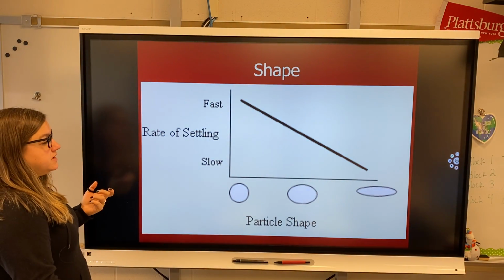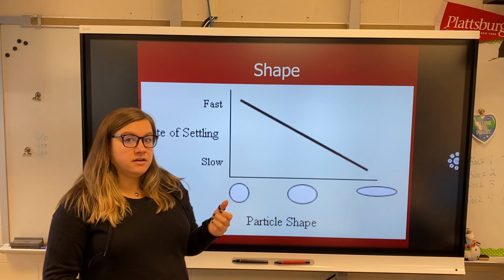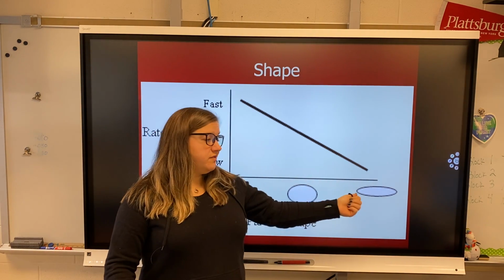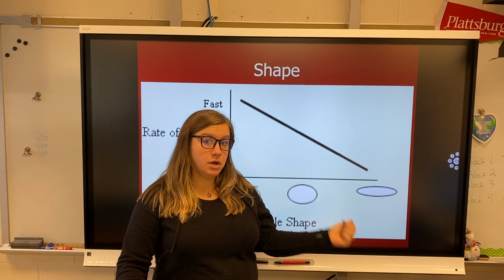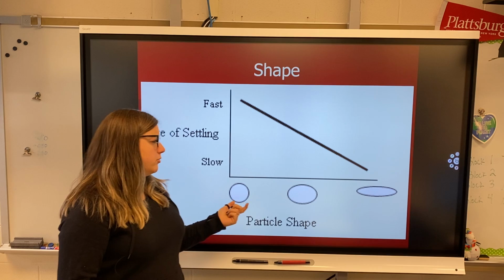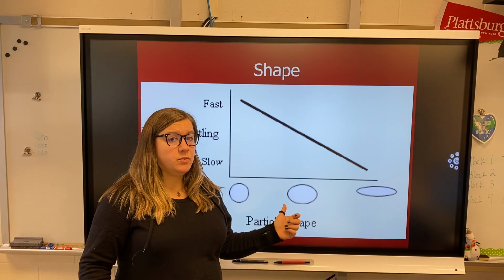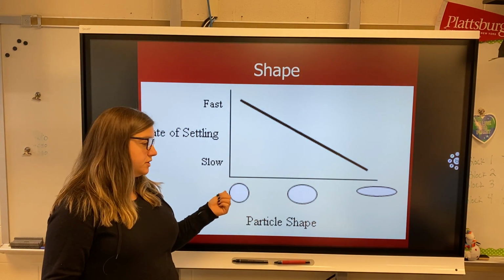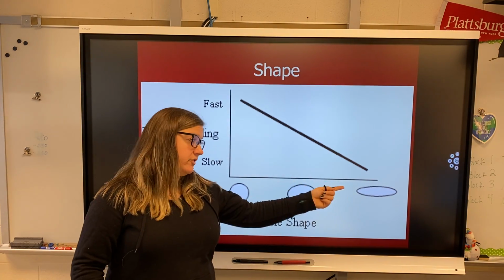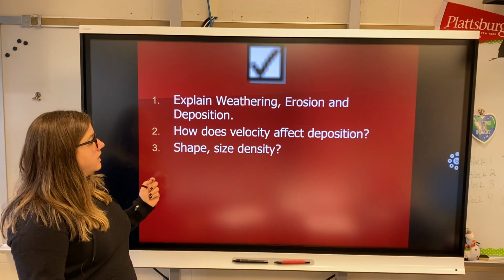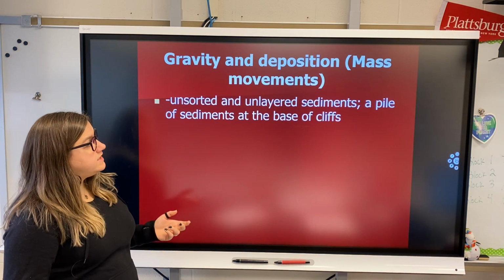Okay, so you also can show too that the rounder the particle, the faster it's going to fall, whereas the flatter the particle is, the slower it's going to fall. So if you were to drop something, a marble versus a penny, if they weighed the same, they were same density, same everything, you would notice that the rounder marble would actually fall faster than the penny would. Okay? So gravity and deposition.